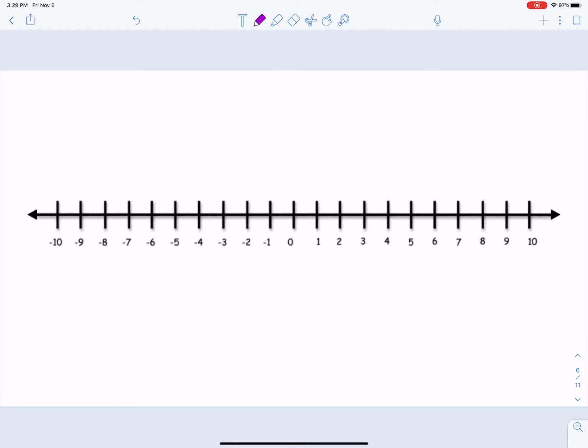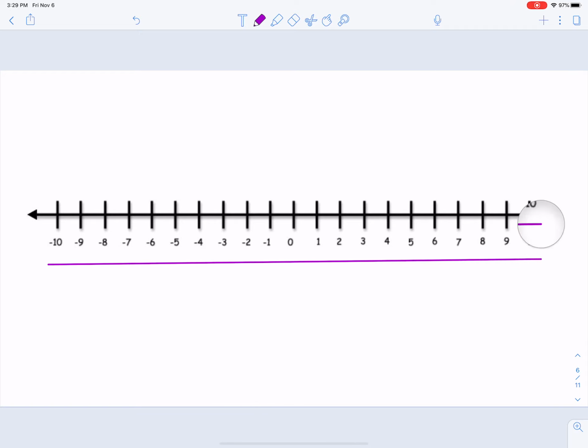If they didn't already comment on it, help them notice that if a number is to the left of another number, it is less than that number. If it's to the right of the other number, it's greater than that number. So as we go from left to right, the numbers are getting bigger. And a number to the left, like negative 10, is less than negative 9.